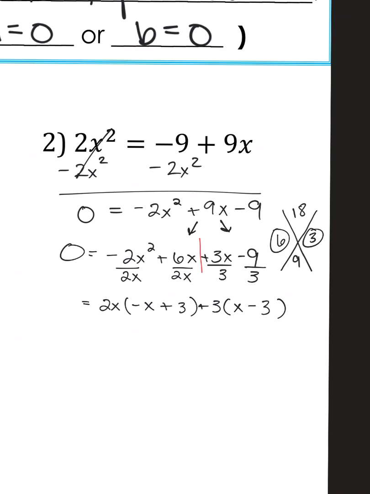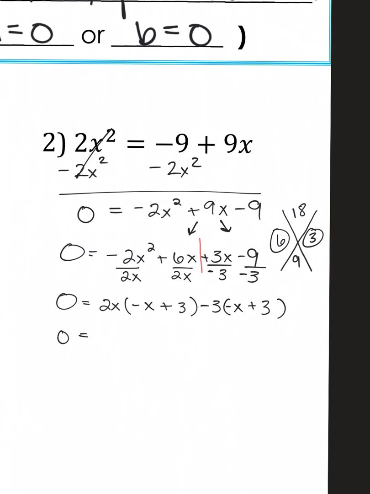Well, I kind of have a dilemma here. I need the stuff in my parentheses to match, so I can make that change real quick by changing these both to negative 3. So now I have a minus 3 here, and in parentheses, positive 3 divided by negative 3 is negative x, negative 9 divided by negative 3 is positive 3. And this is still equal to 0.